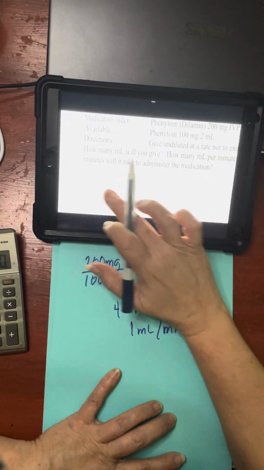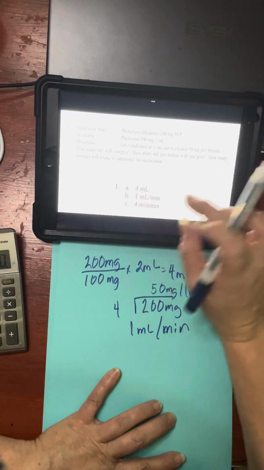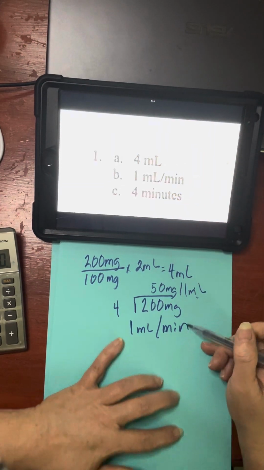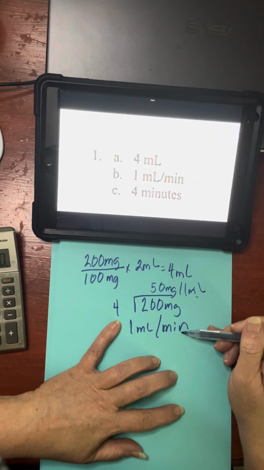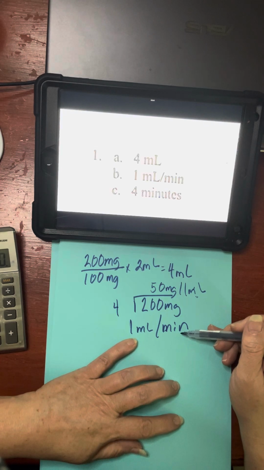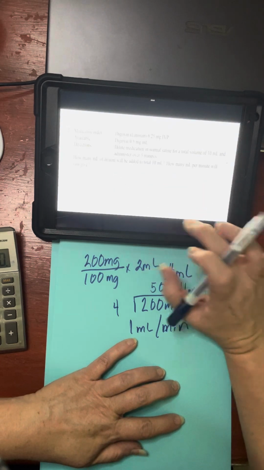How many minutes will it take to administer the medication? It's gonna take 4, because I got 4 milliliters. You see that? Look at it again.